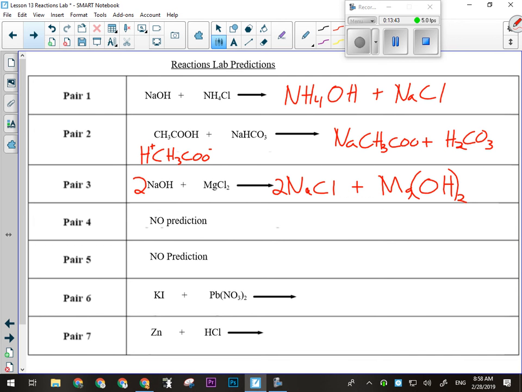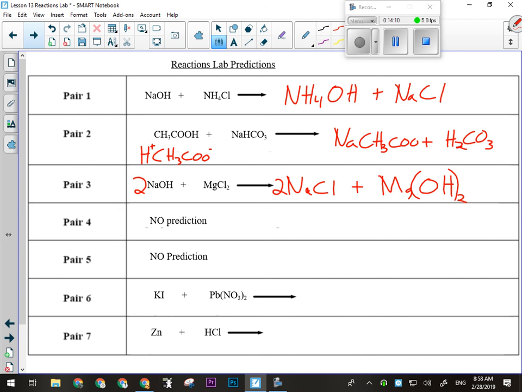All right, I think the other ones you can handle. I think you can handle pair 6 and pair 7. I think you can handle the prediction for that on your own. You don't have to predict pair 4 and pair 5. The reason you don't have to predict pair 4 or pair 5 is because they are an indicator reaction, right? And you don't even talk about those until like Chem 30. So those are just ones where you're going to mix them together and observe the reaction. Tell me what happens in the reaction.